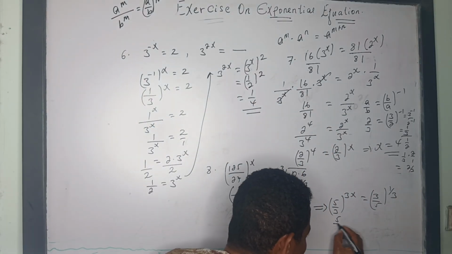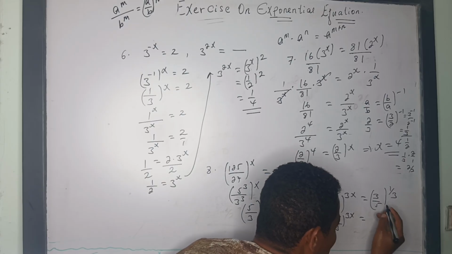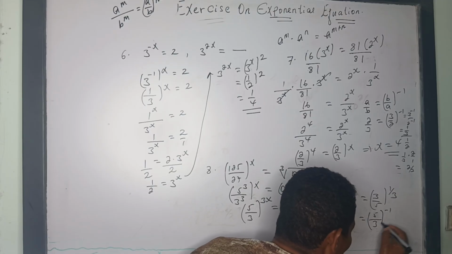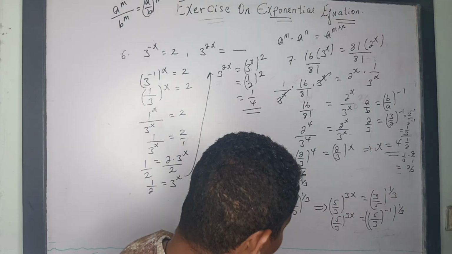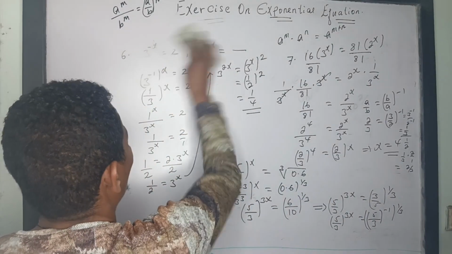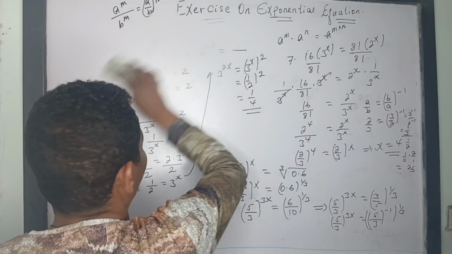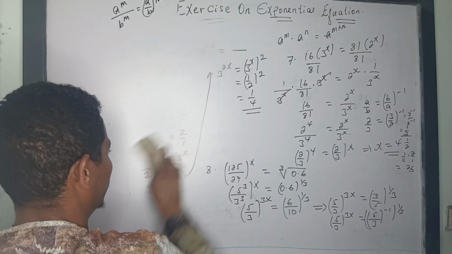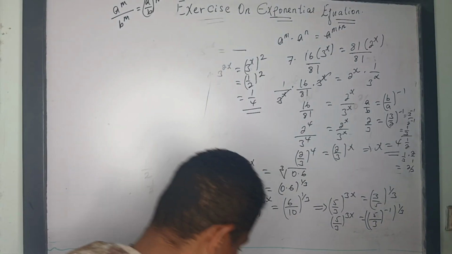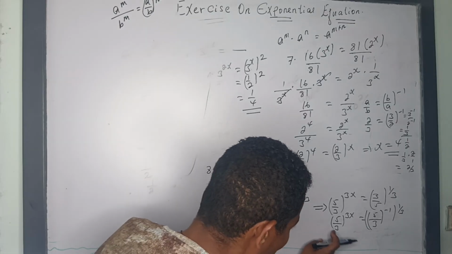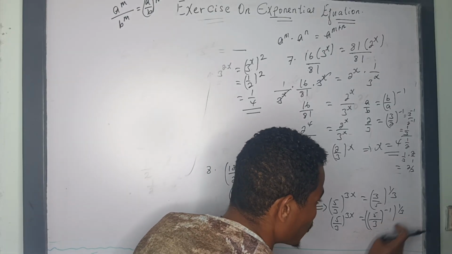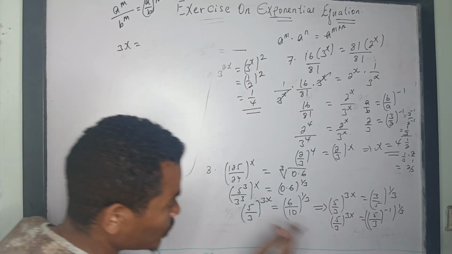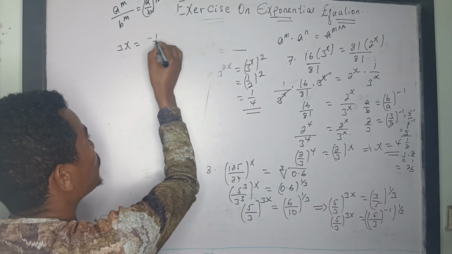So by this rule, we need to match (5/3)^(3x) with 3/5. Therefore it becomes ((5/3)^(-1))^(1/3). So from this, (5/3)^(3x) is equal to (5/3)^(-1) to the power of 1/3. The bases are 5/3 on both sides, so 3x is equal to -1 times 1/3, which is -1/3.